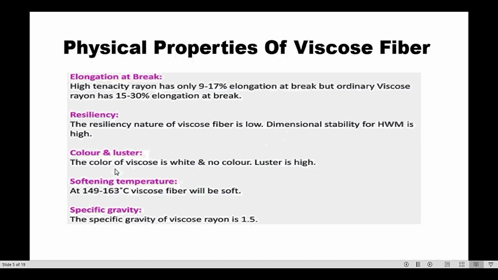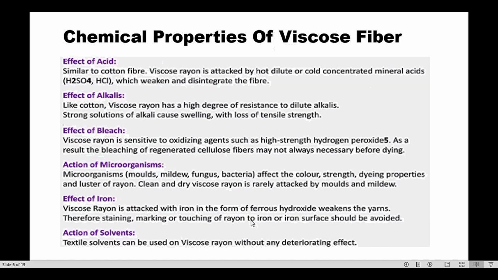Color and luster. The color of viscose is white, no color. Luster is high; comparatively, the luster of viscose fiber is better. Softening temperature: at 149 to 163 centigrade, viscose fiber will be soft. Specific gravity. The specific gravity of viscose rayon is 1.5.